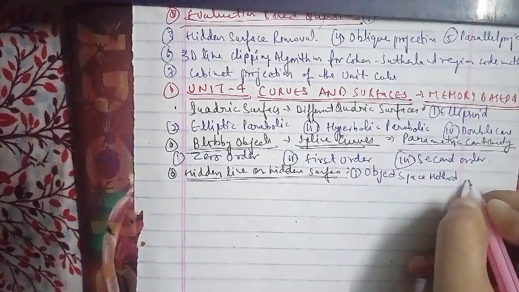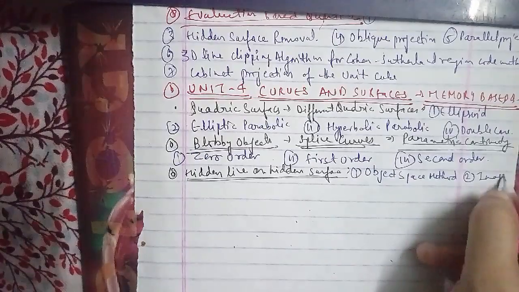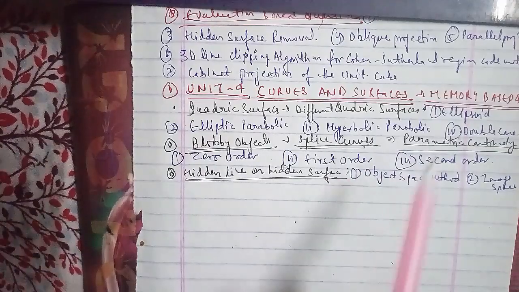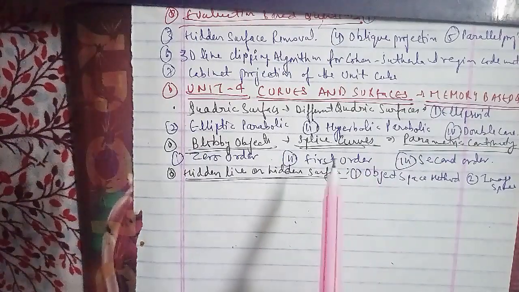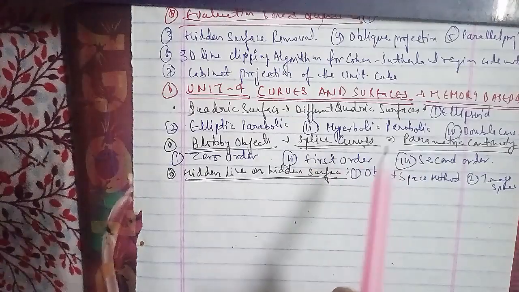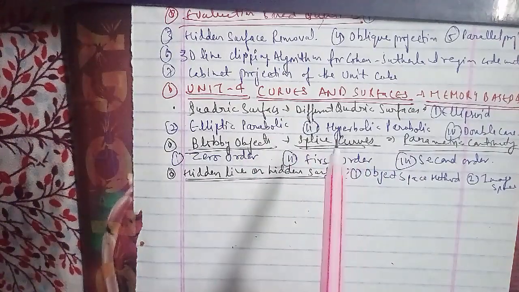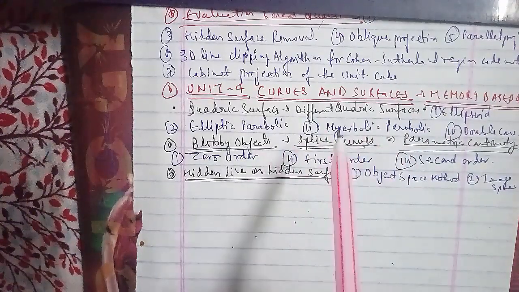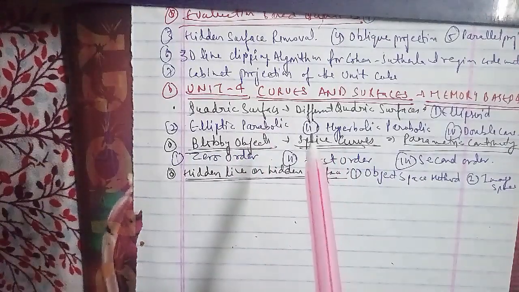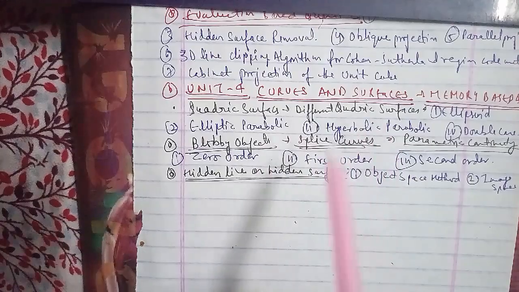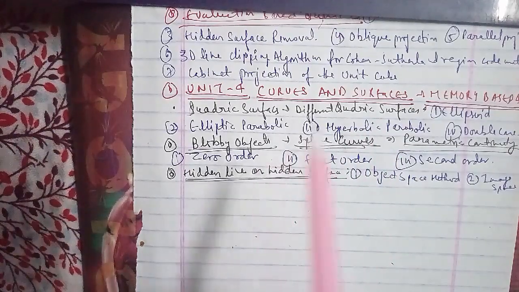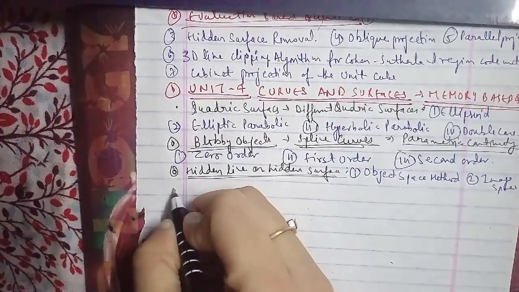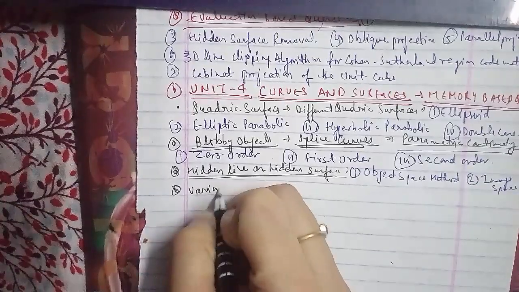Now we'll talk about another question: mention the names of the basic illumination models. The basic illumination models we have: the first is ambient light, the second is diffuse reflection, the third is specular reflection.